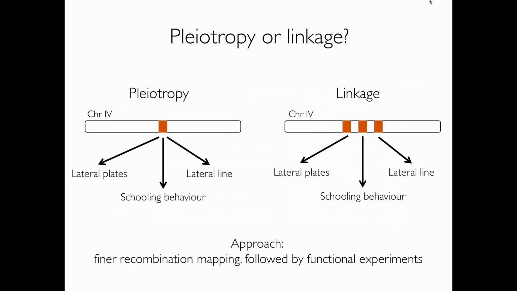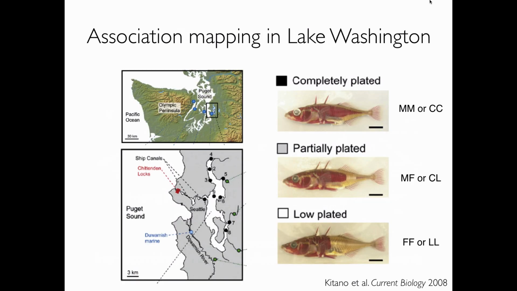The problem is 16 kb is a really, really tiny region of the genome, and I have a beautiful fish room in Bern, but we would have to have a lot of fish tanks and a lot of crosses to try and really narrow down this region in the lab. So we turned to an approach that we've heard already a bunch about, which is association mapping, in a population that is in Seattle called Lake Washington.